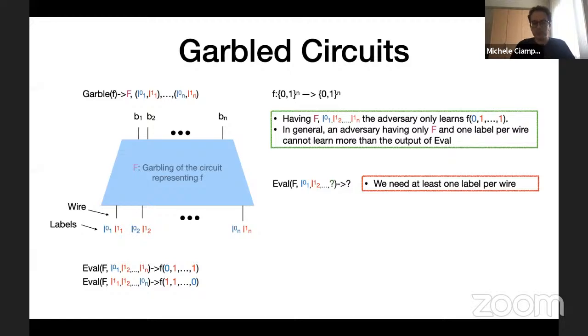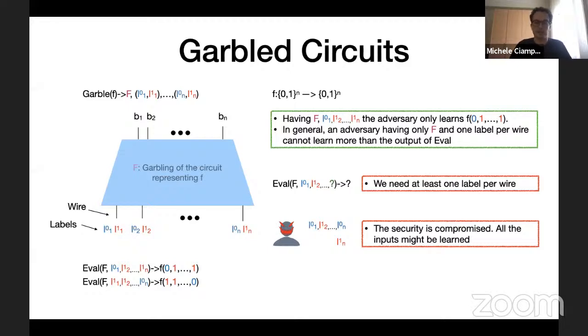So there are two limitations of garbled circuits. The first one is that to run the evaluation procedure, we need exactly one label per wire. So if we have less than n labels, it's not clear whether we can compute the output, or at least in general, it's not true that we can compute something meaningful. The second is that if an adversary gets, for example, two labels for one wire, like in this example, where he gets two labels for the last wire, then maybe the security of the garbled circuit is completely compromised, in the sense that it might very well be that the adversary can understand that the first blue label here is an encoding of zero, and is not supposed to learn that.